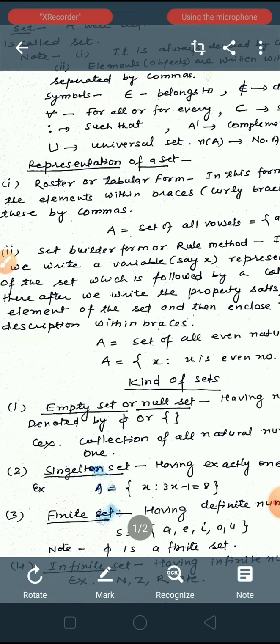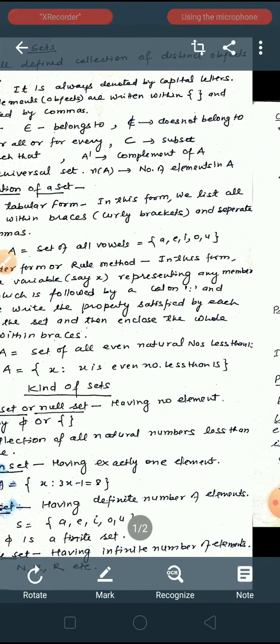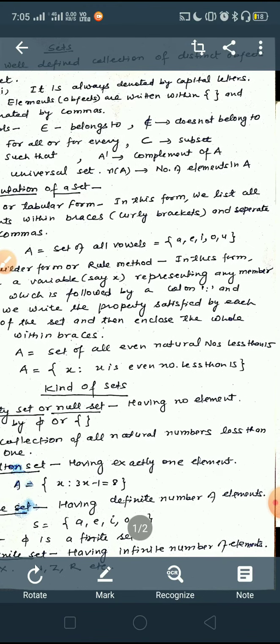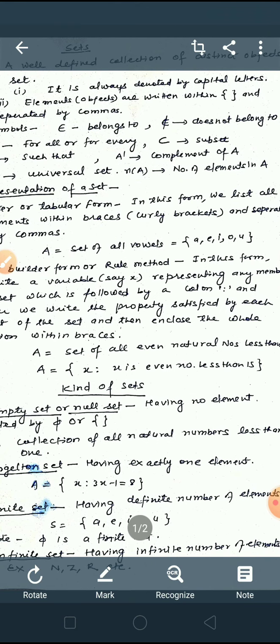Okay, you can see here there is an example. A is equal to the set of all even natural numbers less than 15. In set builder form we can write x such that x is an even number less than 15.